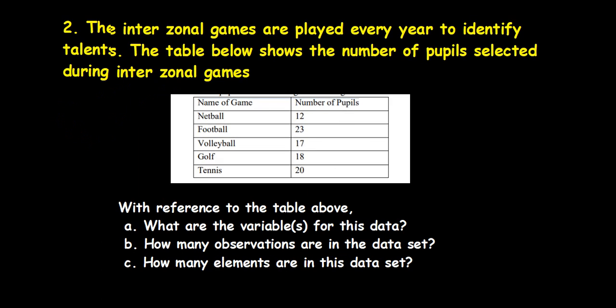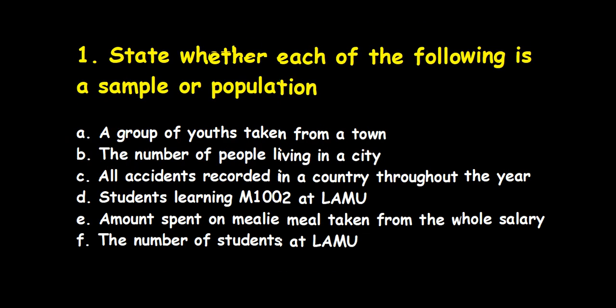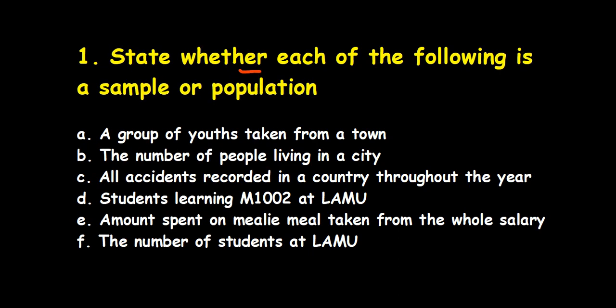So the first question is here. They are saying, state whether each of the following is a sample or a population. We said when we look at a population, we are considering all the subjects that are under study. And when we talk about the sample, we are just getting a portion of the population. So now let's choose among these A to F which one is a sample and which one is a population. The first one, they're saying a group of youth taken from a town.